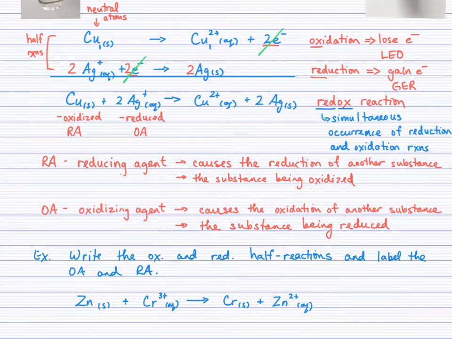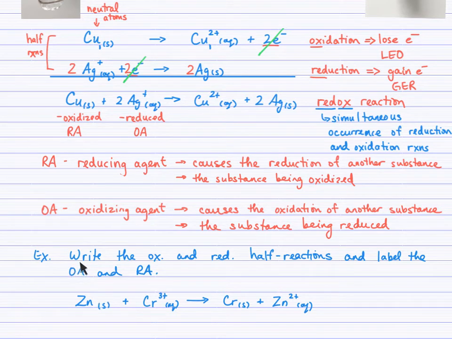Okay, so you'll see that I've labeled the copper solid as the RA, or reducing agent, and the silver ion as the oxidizing agent. So how do we decide which is which? Well, remember that the oxidation and reduction half reactions occur simultaneously. One doesn't happen without the other. The copper wire was only oxidized because of the silver ions in solution, and vice versa with the silver ions.